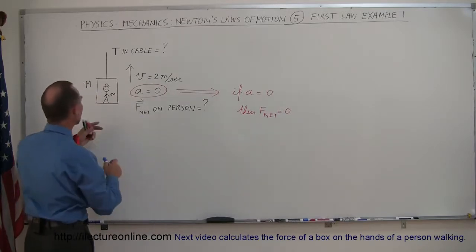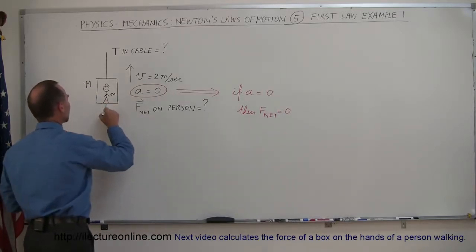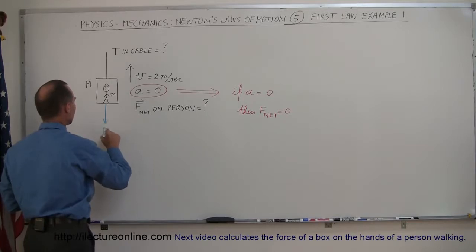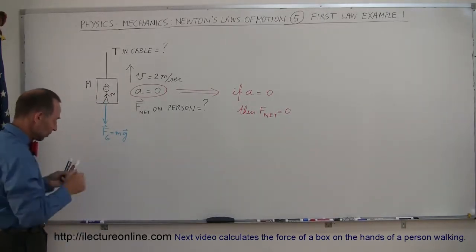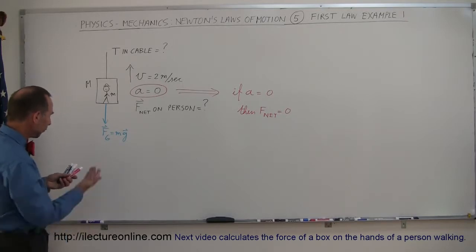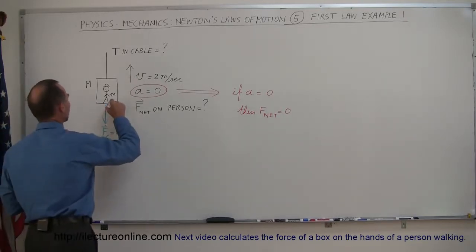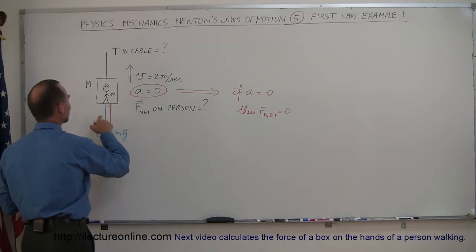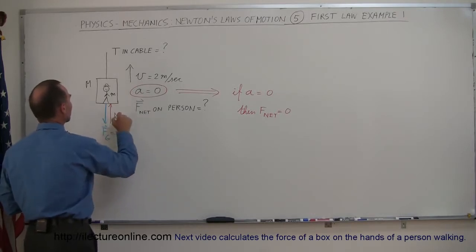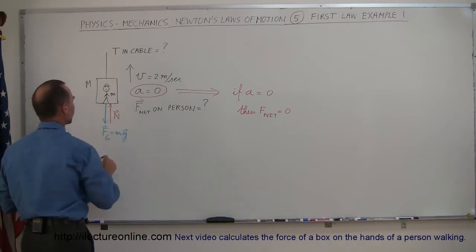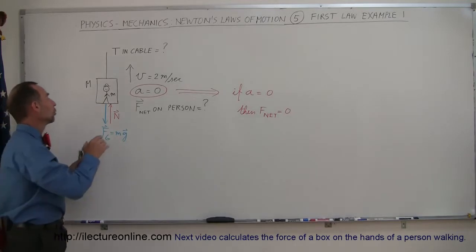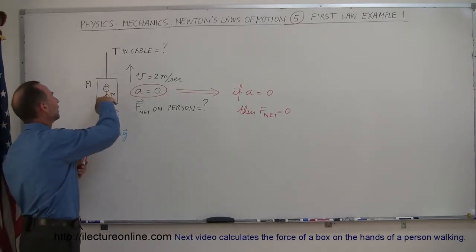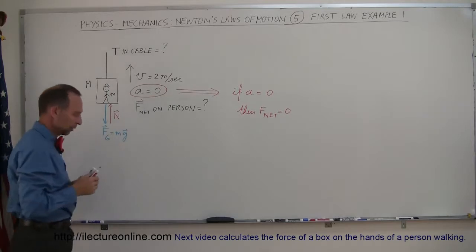Well, for one thing, we have the weight of the person, which is downward, so that would be the force due to gravity, and that's equal to the mass of the person times the acceleration due to gravity, which is downward. And then, of course, since there's a bottom to that elevator car, there's a force pushing back, the normal force, which is equal in magnitude and opposite in direction to the weight. Since those two forces are equal in magnitude and opposite in direction, they cancel each other out, so there would be no net force on the person acting downward.